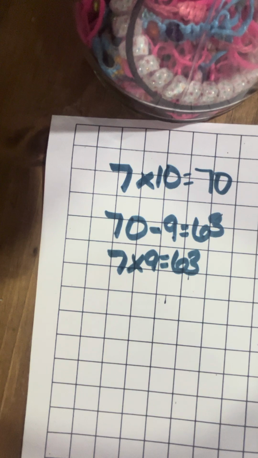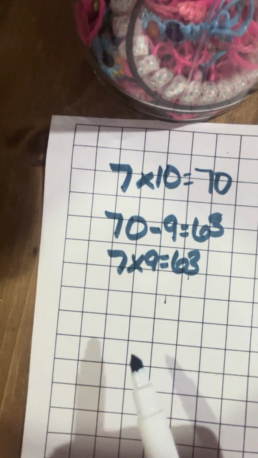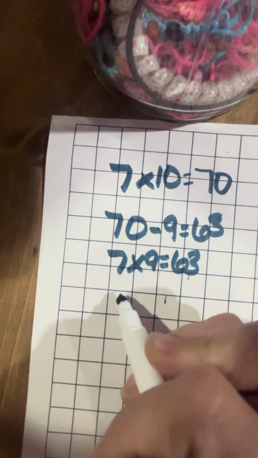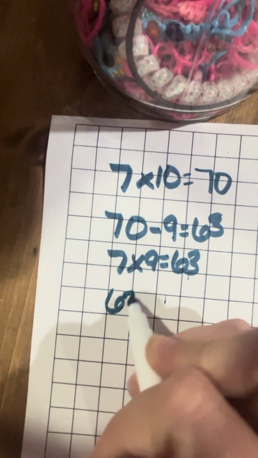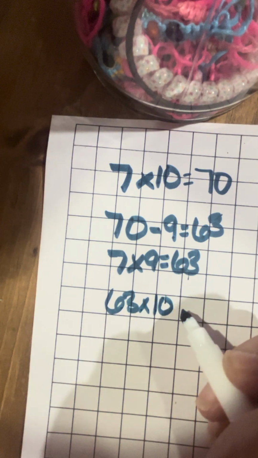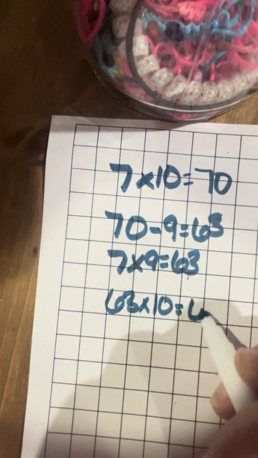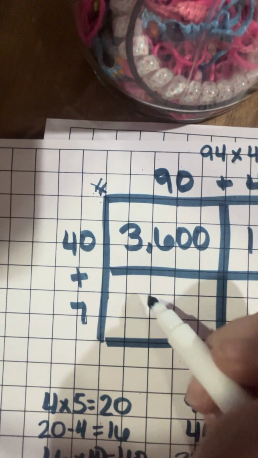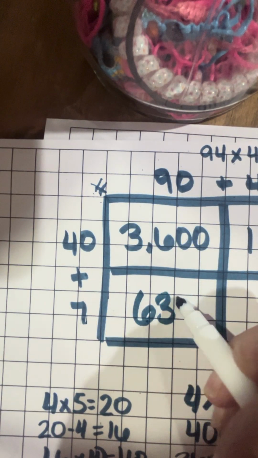Now I know that 90 is 10 times more than 9, and I can multiply the 63 times 10 to get 630. And I can write that partial product in this box here.